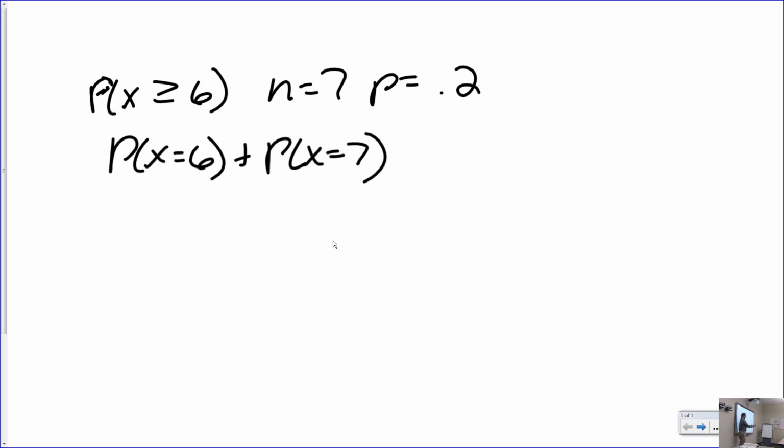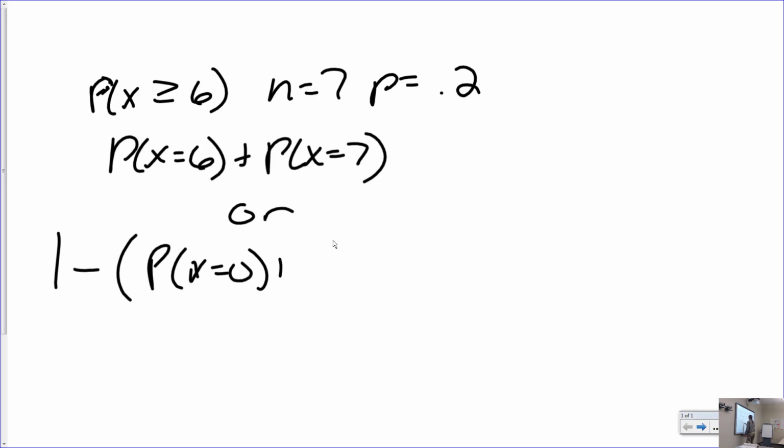Once you get to n, that's where you always stop, right? So greater than or equal to 6 just means what's the probability that I get 6 corrects or 7 corrects, where my probability is 0.2 of getting any one. I thought I had to do something less, like you were showing in the notes. You could have done 1 minus the probability that x equals 0, plus the probability that x equals 1, plus the probability that x equals 2, plus.